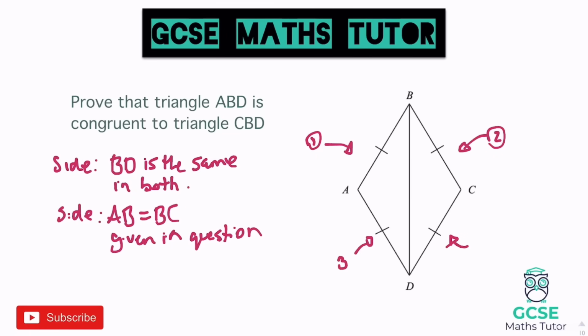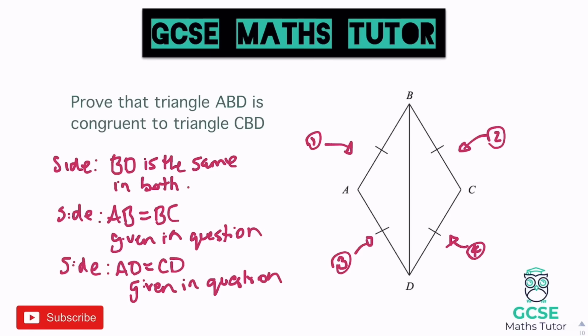which I'll label 3 and 4, are the same as well, because they're all the same length. So I could prove another side. So I could say that AD equals CD, and again that's given in the question. There we go. So all I have to do is state why they're congruent there, and I can just say, and I'll just write this down the bottom, therefore they're congruent, okay, because of the SSS rule here, so side, side, side, congruent, and we're using the SSS rule.